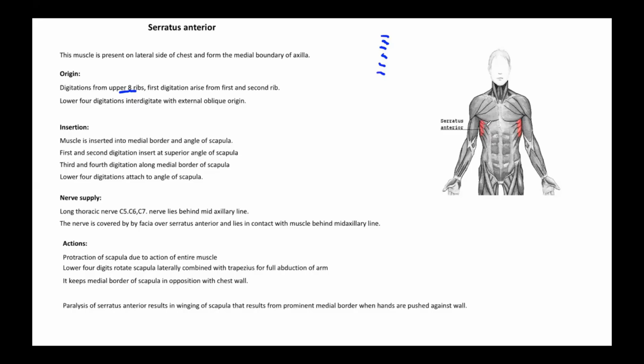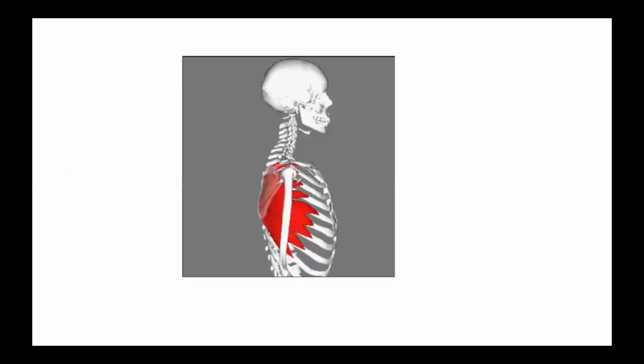So this is on the anterior lateral surface of the chest. If they ask what is the anterior extent of serratus anterior, some of these digitations reach almost to the mid-clavicular line. So this is the anterior aspect of serratus anterior. Then this muscle passes laterally, anterior, in front of the scapula.